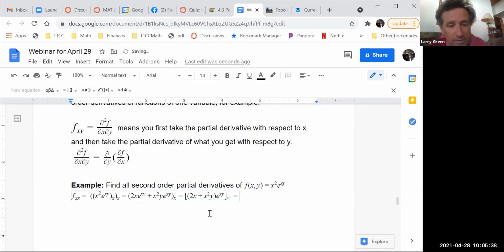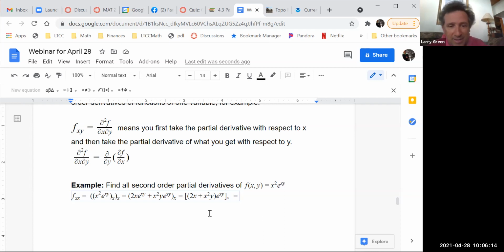Anyone lost so far? So I just took a first partial with respect to x. Now what do I have to do? Any thoughts? Yeah, I take another partial. So I take a partial of what I just got. And that's, again, product and chain rule.